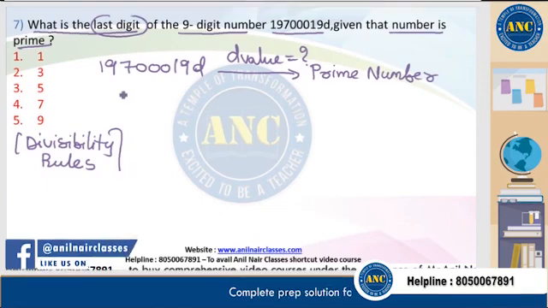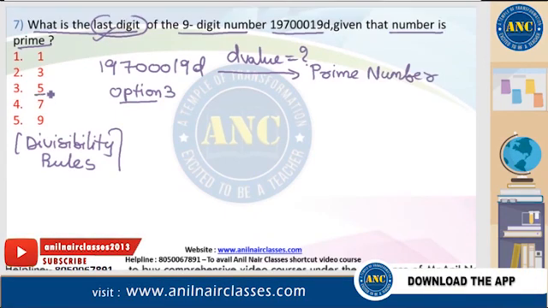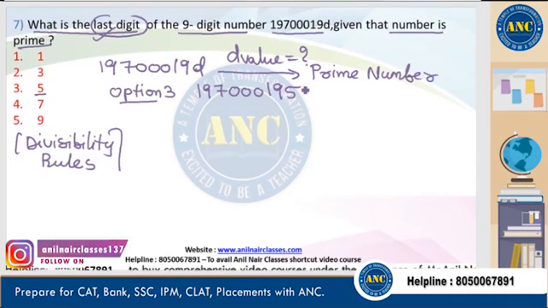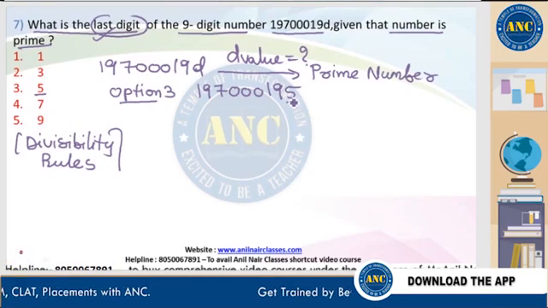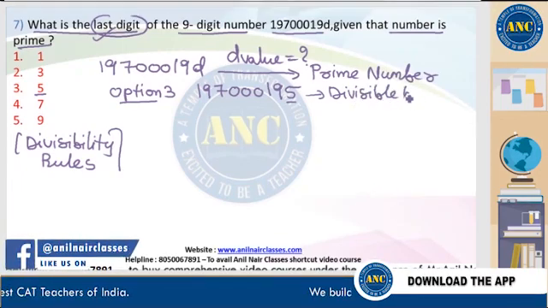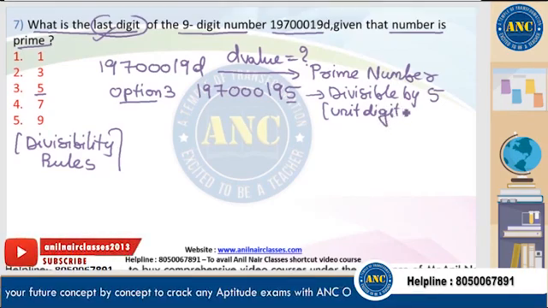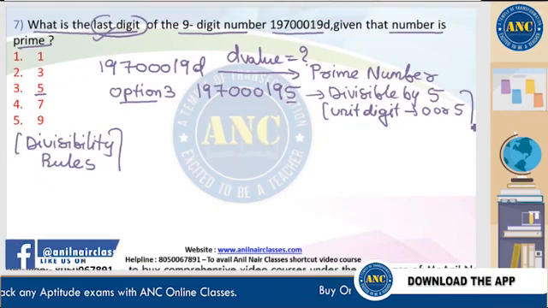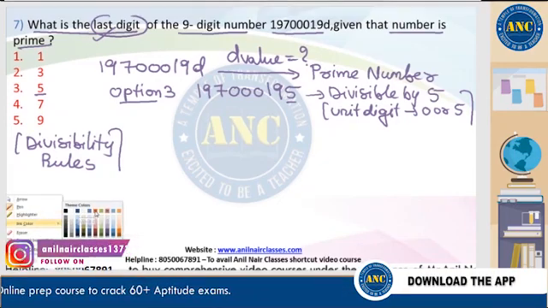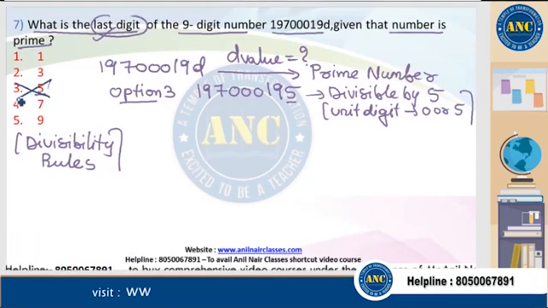The first thing, listen carefully, option 3. If I take option 3, what is option 3? 5. Let me replace the value of D with 5: 197000195. Students who know the divisibility rule of 5: unit digit should be 0 or 5. The unit digit here is 5, which means this number is divisible by 5. If it is divisible by 5, how can it be a prime number? So option 3, 5, is out.